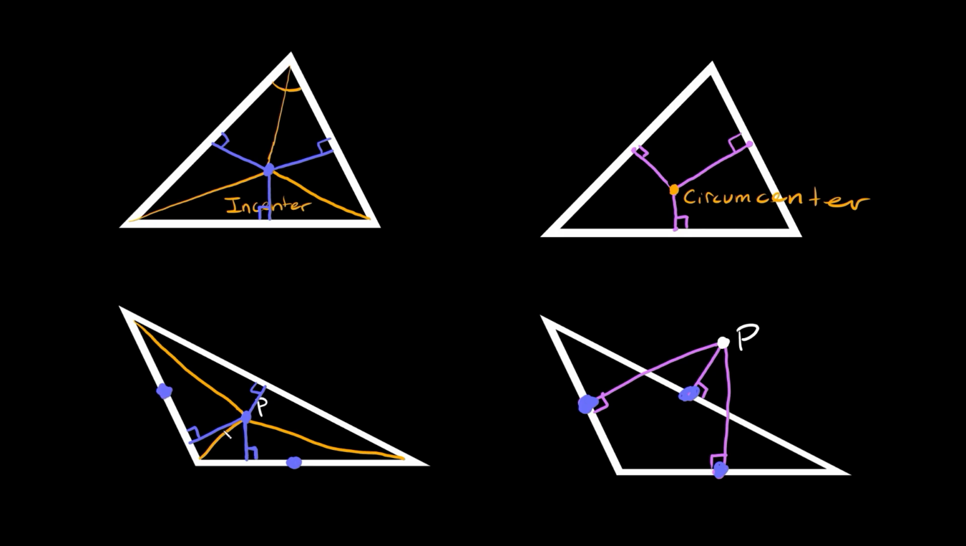I want to stress that point because these distances are all the same. The distance from the incenter to any side of a triangle is the same. However, when we look at perpendicular bisectors, all the distances are not the same. You can clearly see this length and this length are really long, but this length is really short. So those are the differences between just a perpendicular length and a perpendicular bisector.